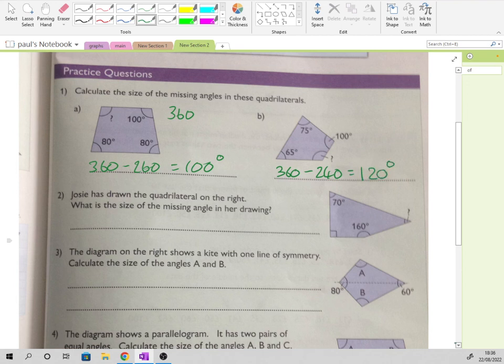Josie has drawn the quadrilateral on the right. Brilliant. What's the size of the missing angle? Right, so there's the missing angle. So it all adds up to 360. So we know three of them. So we've got 70 plus 90, which is the right angle, plus 160. So 70 plus 90 plus 160 is 320. And 360 minus 320 equals 40 degrees. The missing angle is 40.